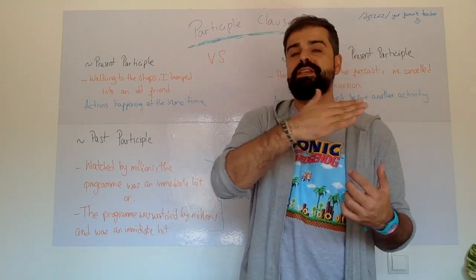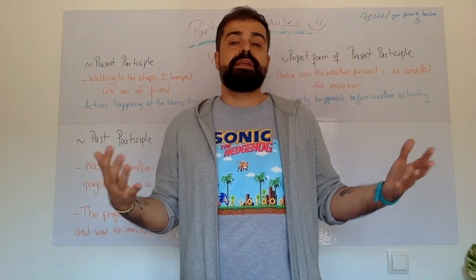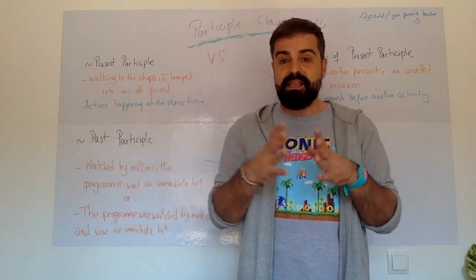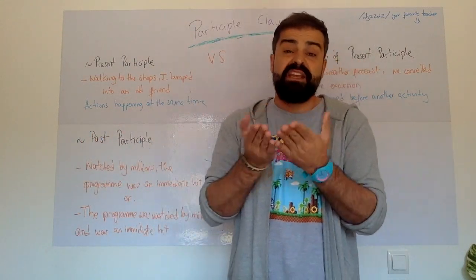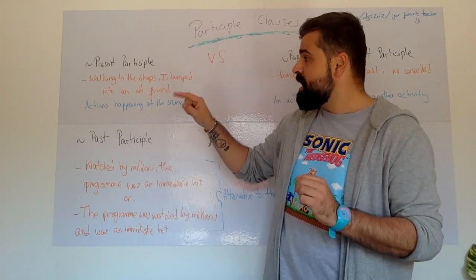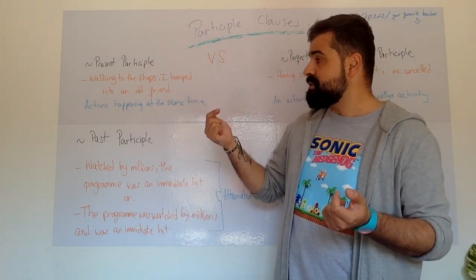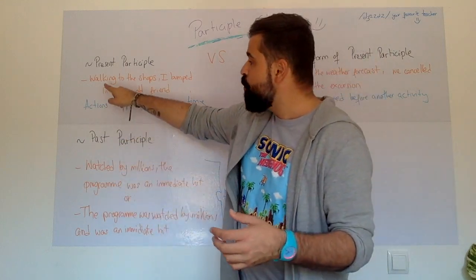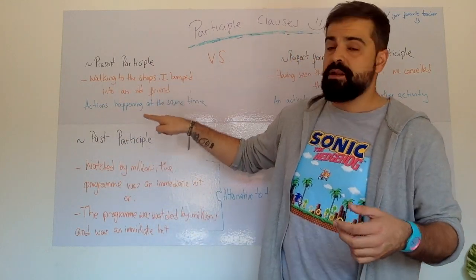But we don't really need to say all that. You know, in Spanish, sometimes we just make sentences shorter and we all understand. In English, it happens the same. So this is one of those cases. When I was walking to the shops, I bumped into an old friend. But you can simply say, walking to the shops, I bumped into an old friend.